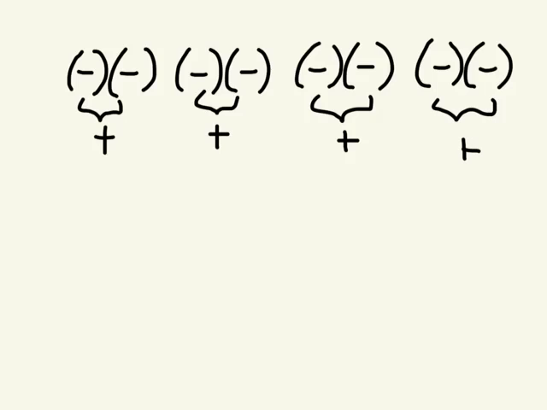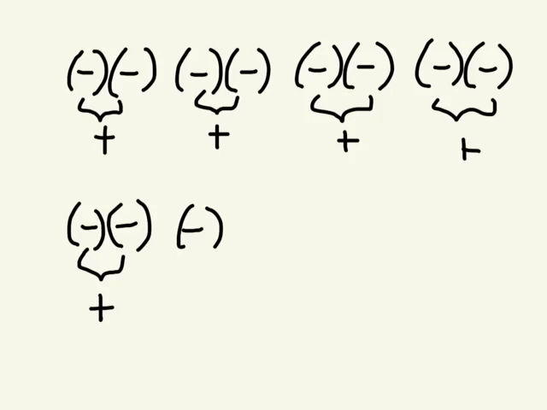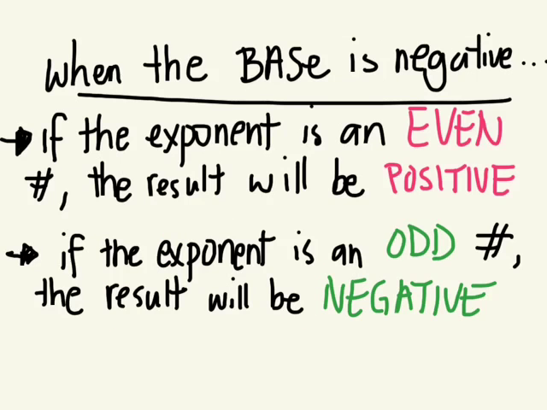If the exponent's an odd number, it means you're multiplying it by itself an odd number of times. So give me an example of an odd number. 3, okay? Negative and negative is a positive. Then we have a positive with a negative, which is equal to a negative. Any odd number as the exponent will result in a negative answer. This only works if the base is negative. Okay, so we can summarize. When the base of a power is negative, if the exponent's an even number, the result is going to be a positive answer. If the exponent's an odd number, the result will be a negative answer.